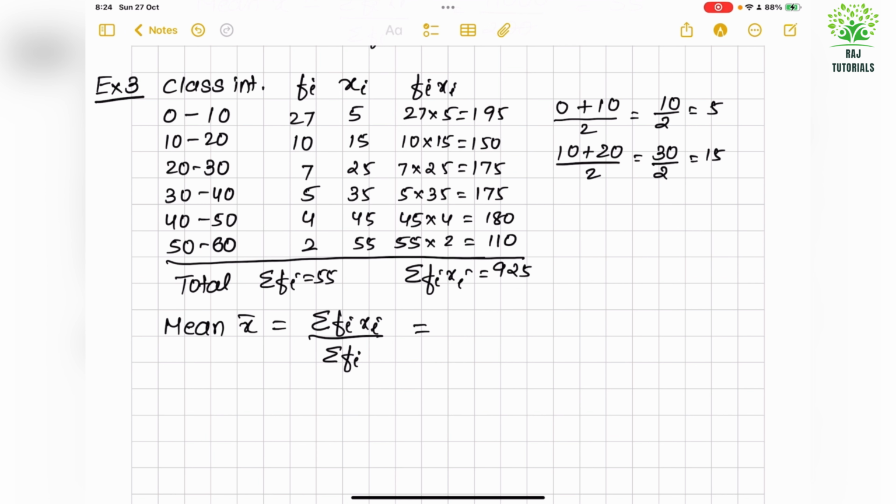So my mean x bar will be summation of fi xi upon summation fi. So that will come as 925 by 55. So that is 16.8.